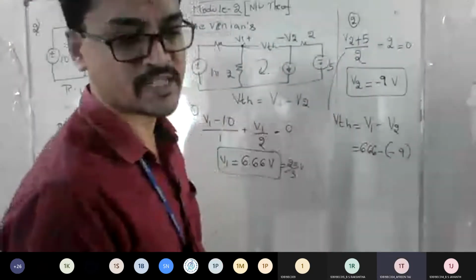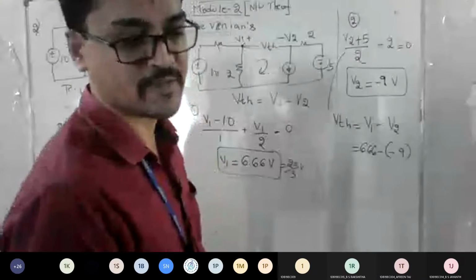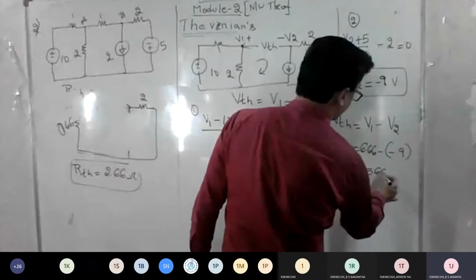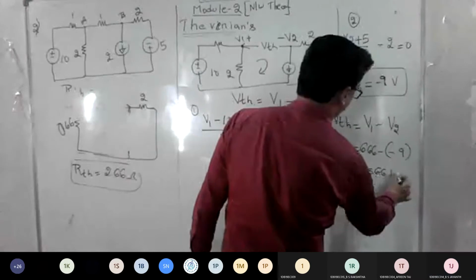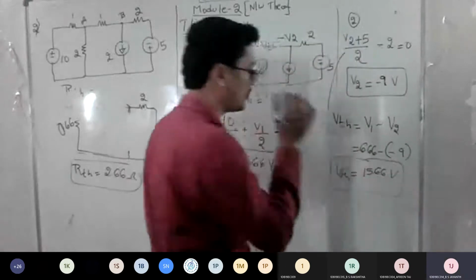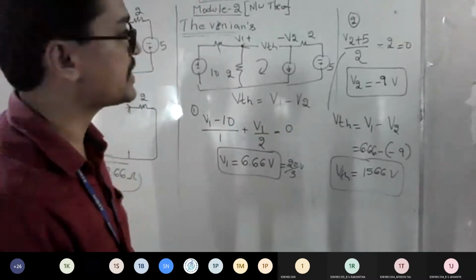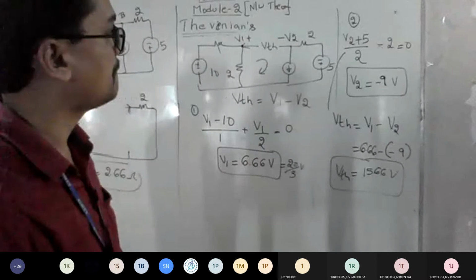Minus, so it becomes plus. So what is VTH now? 15.66 volts, sir. So you're going to get 15.66 volts as VTH. Bharat, you solved using KVL? Yes, sir.